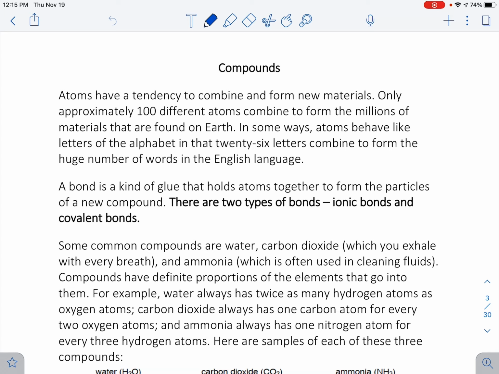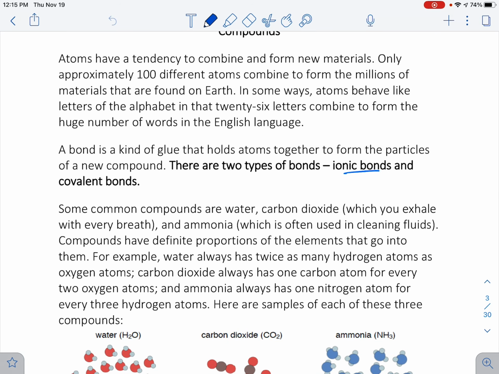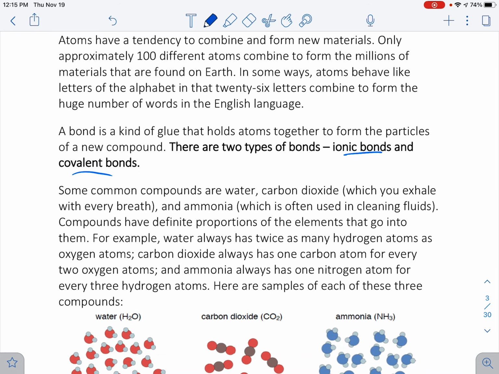A bond is a kind of glue that holds atoms together to form particles of a new compound. There are two types of bonds that we're going to be concerned with, the ionic bond and the covalent bond. There are actually other types of bonds, but we are not going to be concerned with those. But if you do go on to chemistry later, that's what you might learn about.